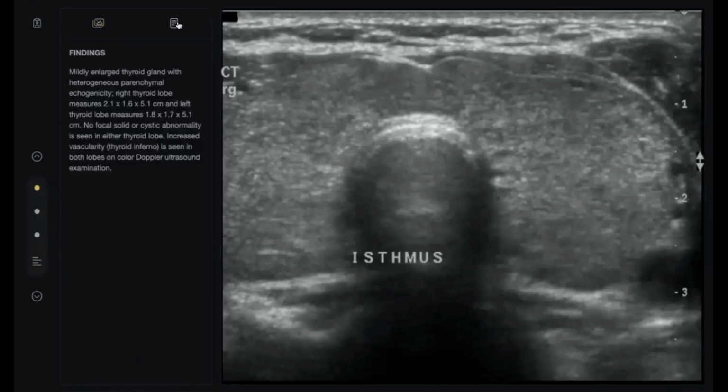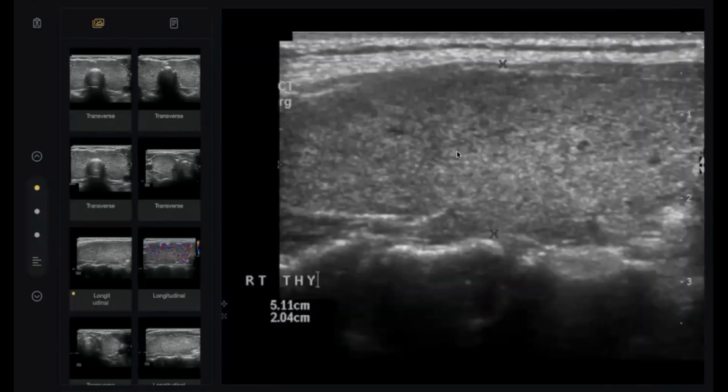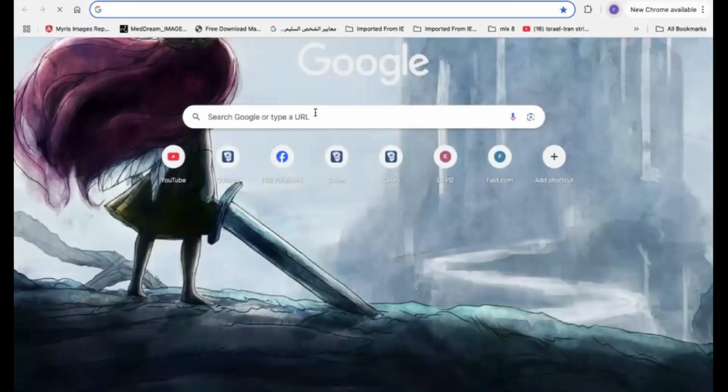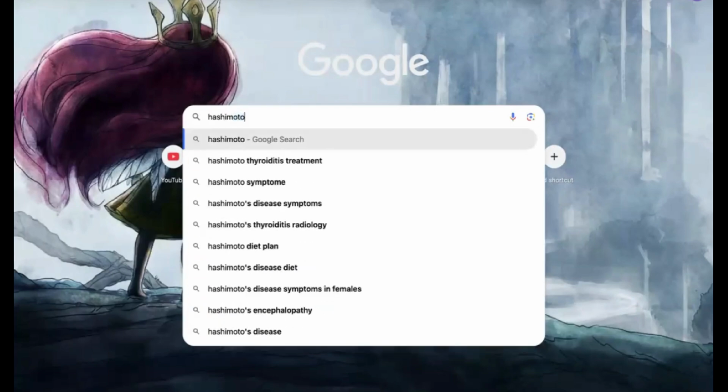Thank you. See, my colleague, here it is mildly heterogeneous. No problem. Radiopaedia said it is mildly heterogeneous. But what I meant is that it is not the same heterogeneity as Hashimoto. I will show one Hashimoto here. That is what I meant. Hashimoto's thyroiditis.